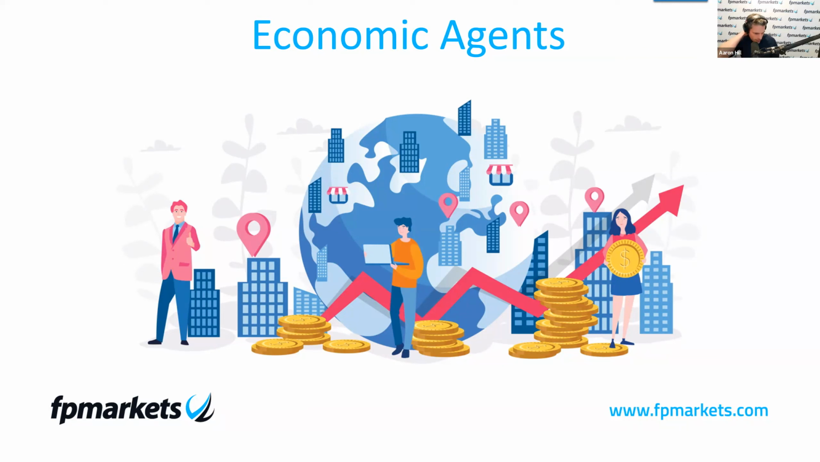So for those unaware of what a public good is, this is essentially a good that is non-rivalrous and non-excludable. So a non-rivalrous good means that if one person consumes that good, it does not prevent others from consuming it. And non-excludable means that it's costly or impossible for one user to exclude others from using that good. All right, so I think that's enough regarding economic agents.